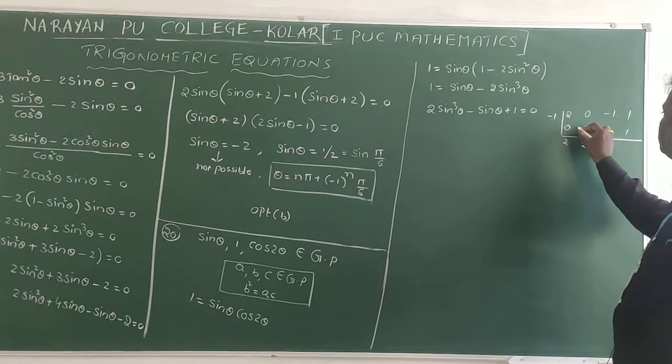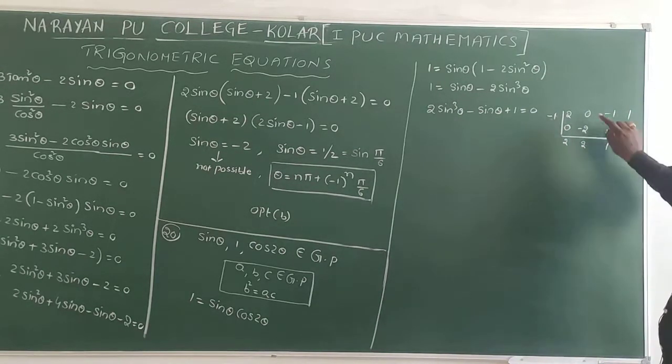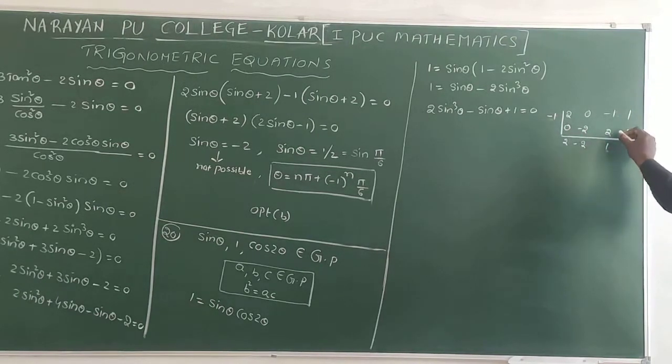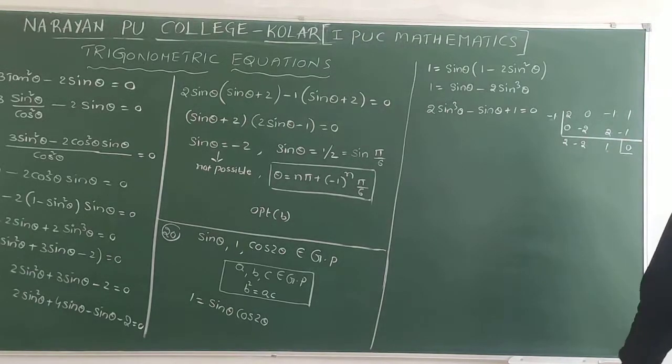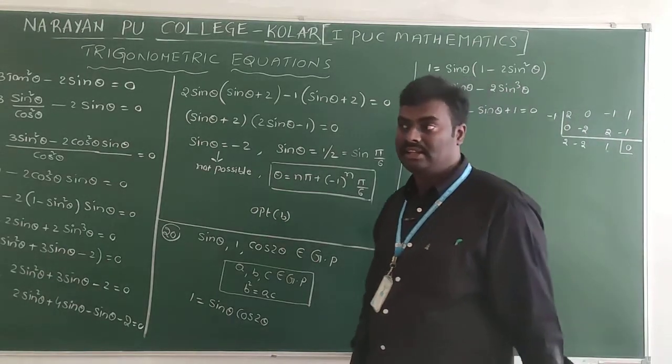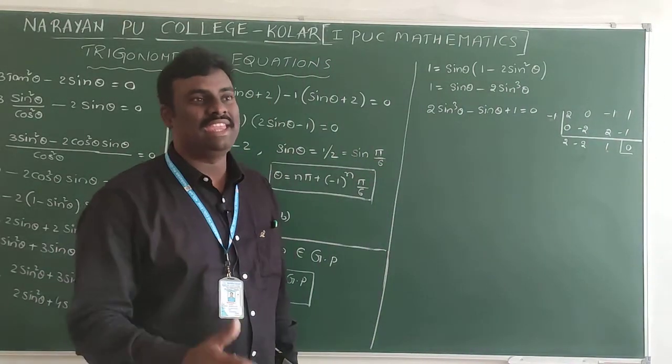Minus 1 into 2, minus 2. 0 minus 2, minus 2. Minus 1 into minus 2, plus 2. 2 minus 1, 1. Minus 1 into 1, minus 1. 1 gets cancelled, now the remainder will be 0. You got it? This is the easiest method to find the roots of a cubic equation.